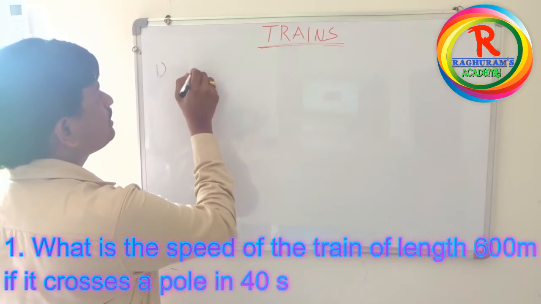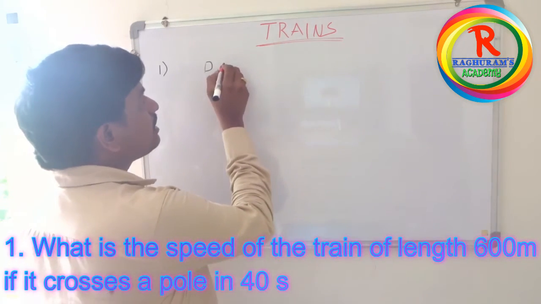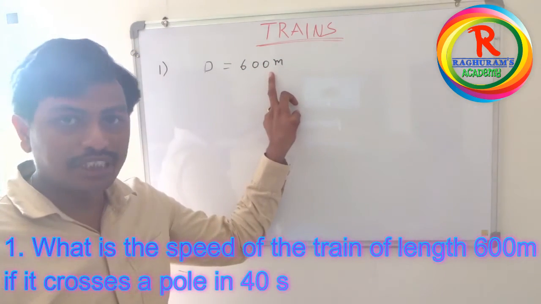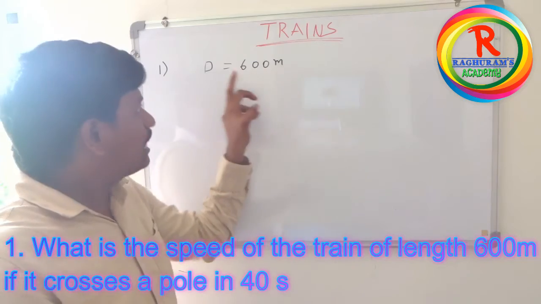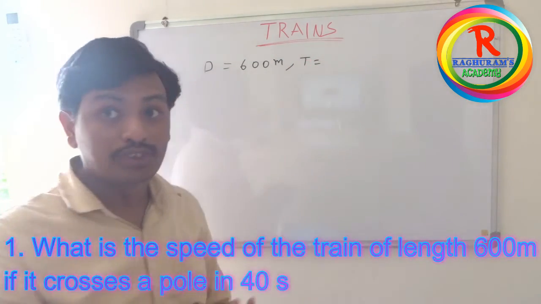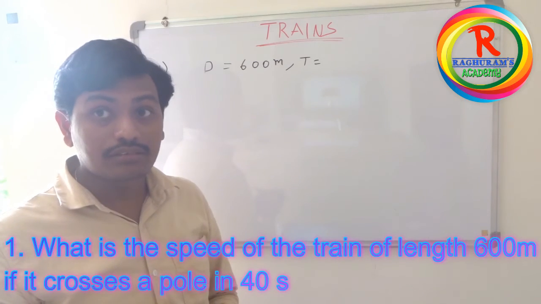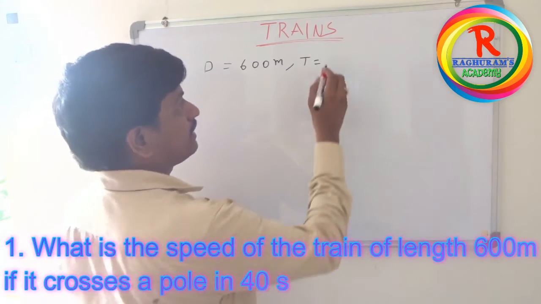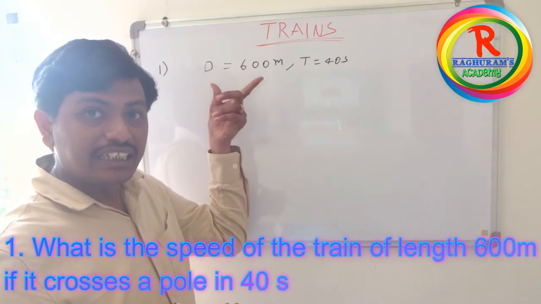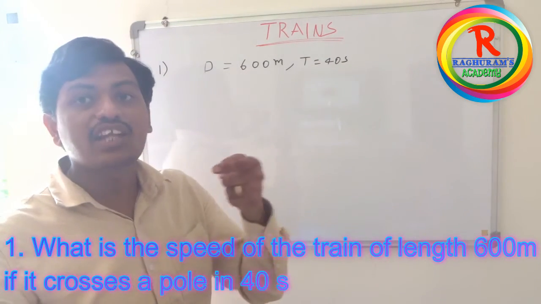So distance is equal to, we take the length of the train as the distance. What is given? Length of the train, 600 meters. So we take the length of the train as distance. And what else is given? Time. The train crosses a pole in 40 seconds. So what is given? Distance. Remember, distance is nothing but length of the train.